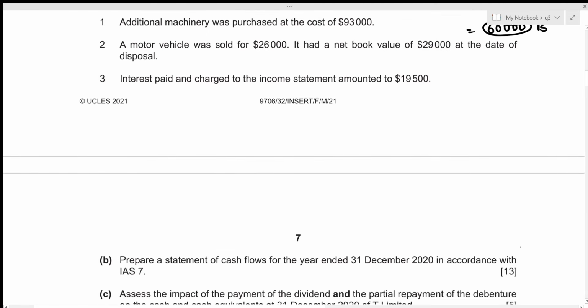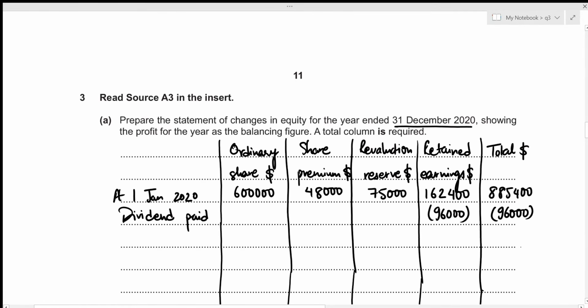Let's write it down. Bonus issue. And bonus issue definitely increases the ordinary share by its value, right? So we just need to add 60,000 to ordinary share. And remember that bonus issue is funded by the share premium, right? So this 60,000 should be deducted from the share premium, but we can see that only 48,000 is present in the share premium. So for the total of 60,000, only 48,000 can be sustained by our share premium. So the remaining value will be sustained by the retained earnings.